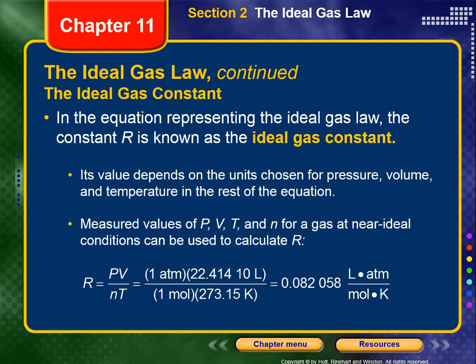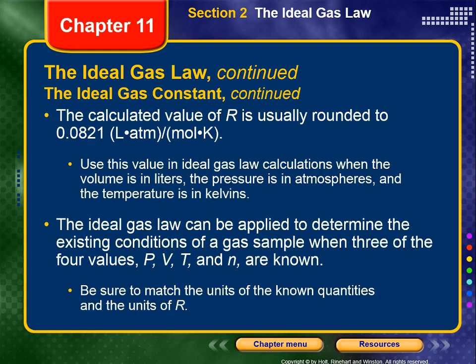0.082058. And notice that none of the units cancel. And so on the numerator, we have liters multiplied by atmospheres. And on the denominator, we have moles multiplied by Kelvin. And none of them cancel. And so in the value for R, we have to keep all of those units. And if I use a different pressure, for example, so instead of 1 atmosphere, I use 101.3 kilopascals, that's going to change the number, and it's also going to change the units that are in that ideal gas constant.